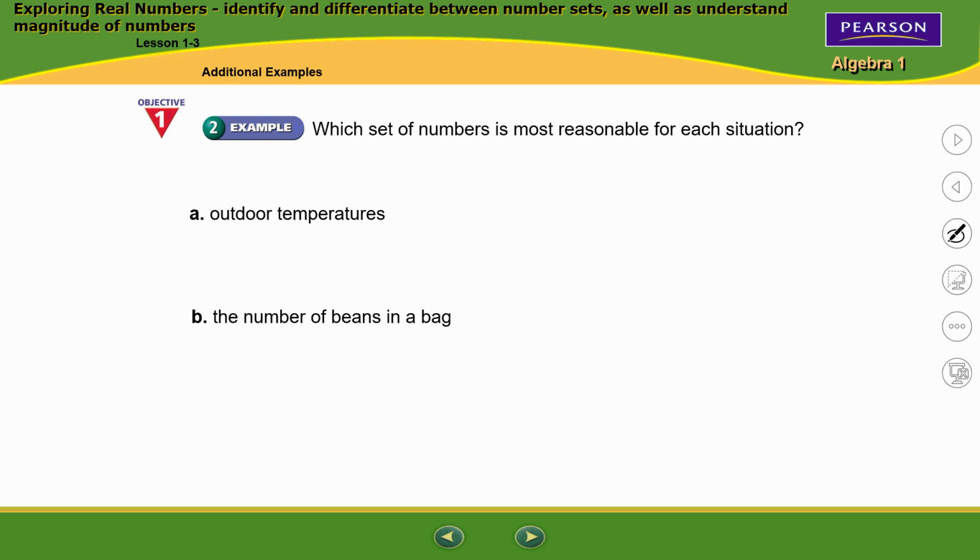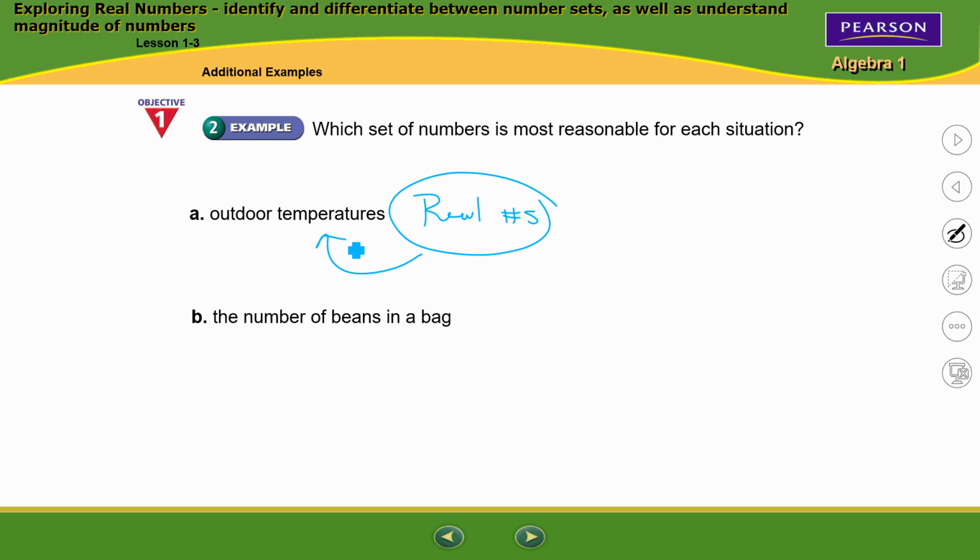What about fractions? Can they be fractions? Yes. Can they be decimals? Well, yeah, they can be, because you could have 10.2 degrees. So really, outdoor temperatures can be basically any type of number you can think of. So I think real numbers is the best fit for outdoor temperatures.